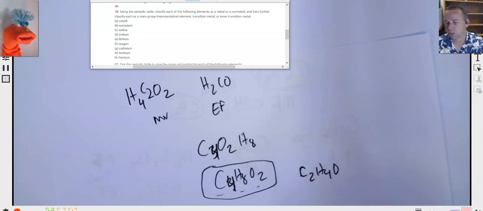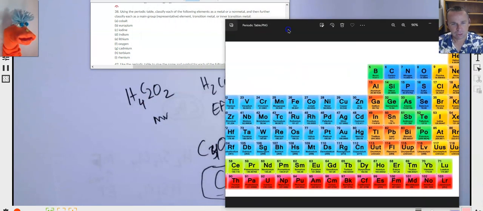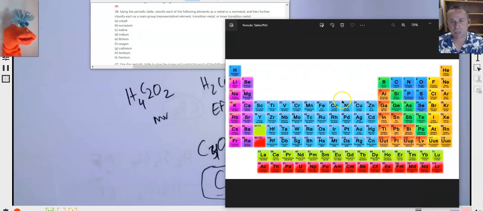Let's get our periodic table over here and remember these zones on the periodic table. You remember where the representative elements are? The first 2 columns, yeah, the first 2 columns and the last 6 columns. Very good. Those are our representative elements.